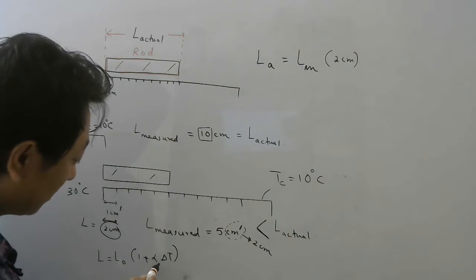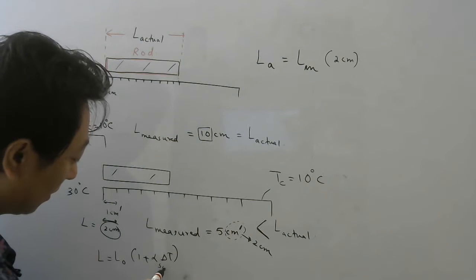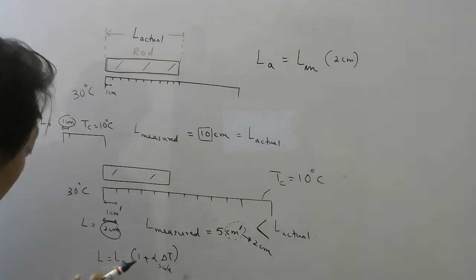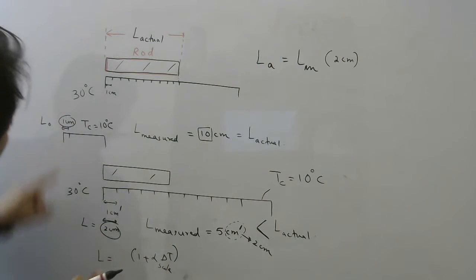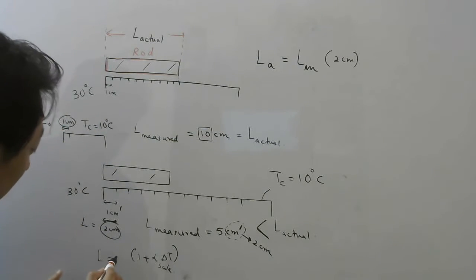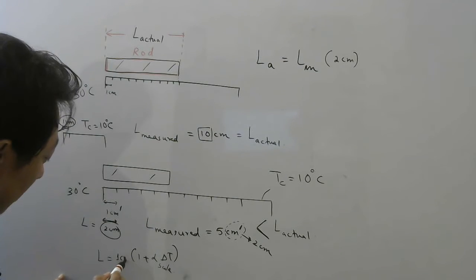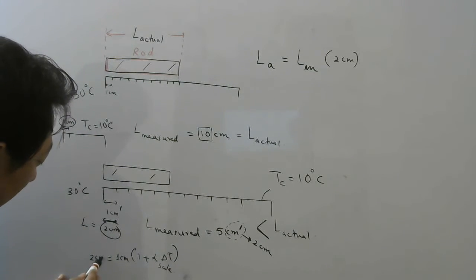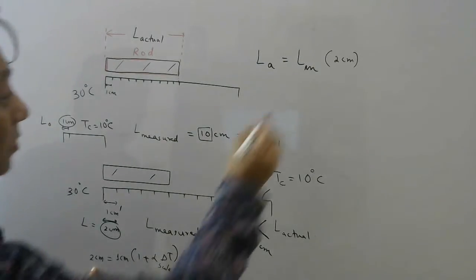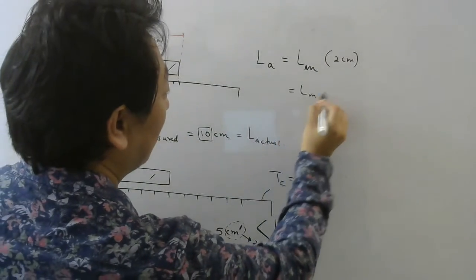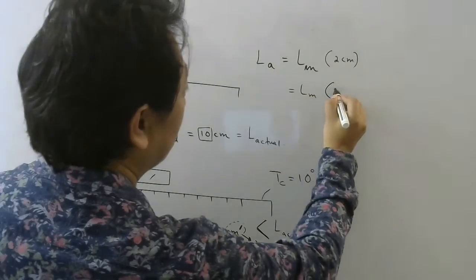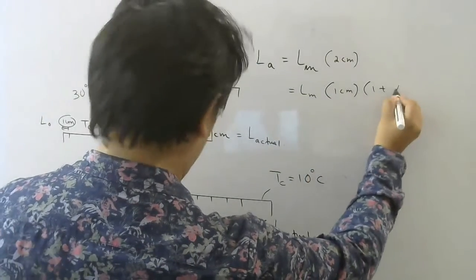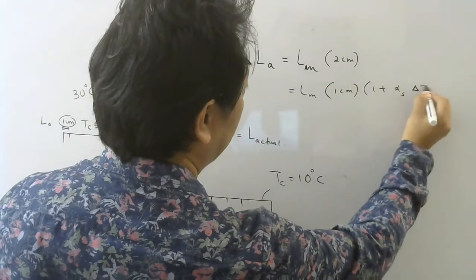But alpha here is alpha of the scale, remember. Okay, we should use the alpha of the scale. And this L naught is the actual 1 centimeter at 10 degrees Celsius. So this is the actual 1 centimeter and this is the new 1 centimeter, which is actually 2 centimeter. That means here I should write L measured 1 centimeter into 1 plus alpha of scale into delta T.